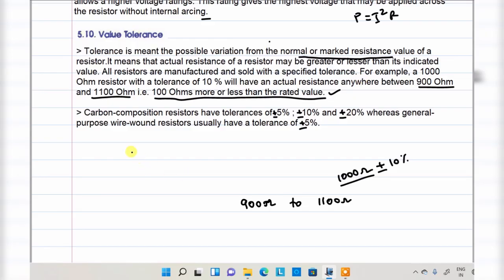Next, carbon composition resistors and their tolerances. Just now we saw in the previous video carbon composition resistance and wire wound resistance. Carbon composition resistance tolerance is usually plus or minus 5%, plus or minus 10%, or plus or minus 20%, whereas generally wire wound resistance tolerance is plus or minus 5%. These are the points you need to remember.